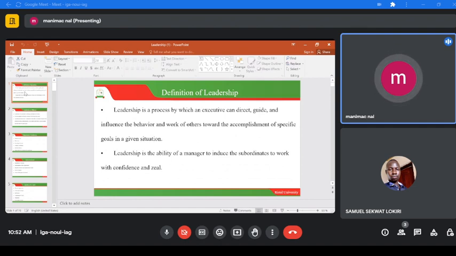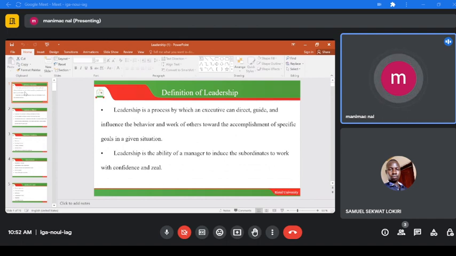So, leadership refers to a process by which an executive can direct, can guide, and can also influence the behavior and work of others together to accomplish a specific goal in a given situation. Okay. Furthermore, with leadership we are looking at the ability of a manager to induce the subordinates to work with confidence and zeal.